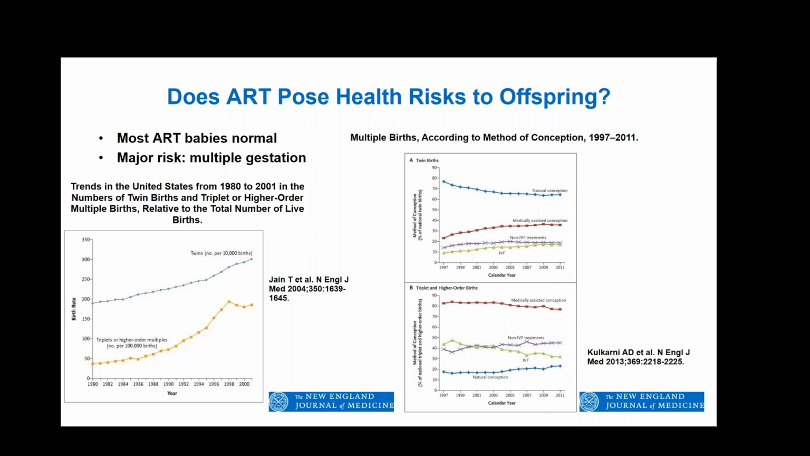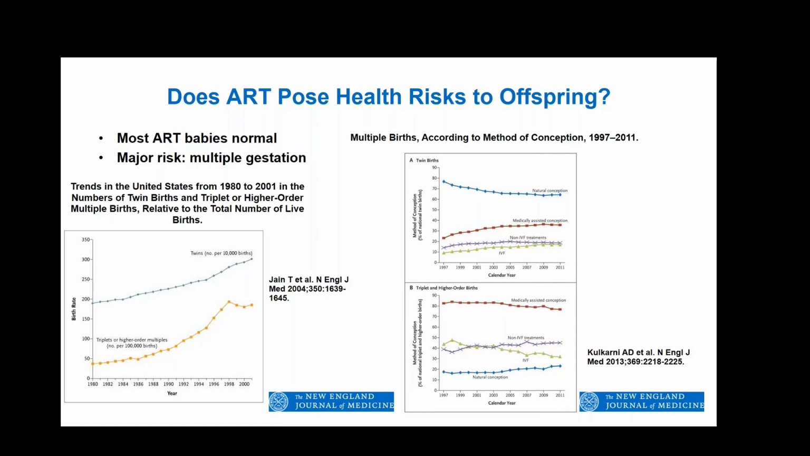And to boost this percentage, practitioners introduced the use of gonadotropin administration to stimulate the production of multiple oocytes. Transfer of the multiple embryos resulting from these oocytes increased success rates. However, it also resulted in a high proportion of multiple pregnancies. A paper by Jain et al. in 2004 shows the increasing trends in the US multiple rates from the early 1980s, and this is twins and triplets and higher order multiples.